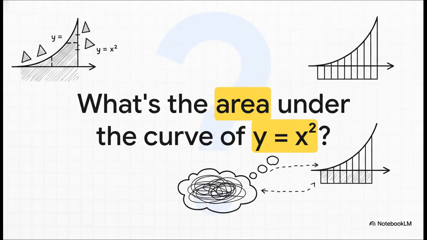Let's really level up and ask a harder question. What's the area underneath a parabola, the curve y equals x squared? Now, all of a sudden, our little triangle trick is out the window. This is a totally different animal. It's going to require a new way of thinking.